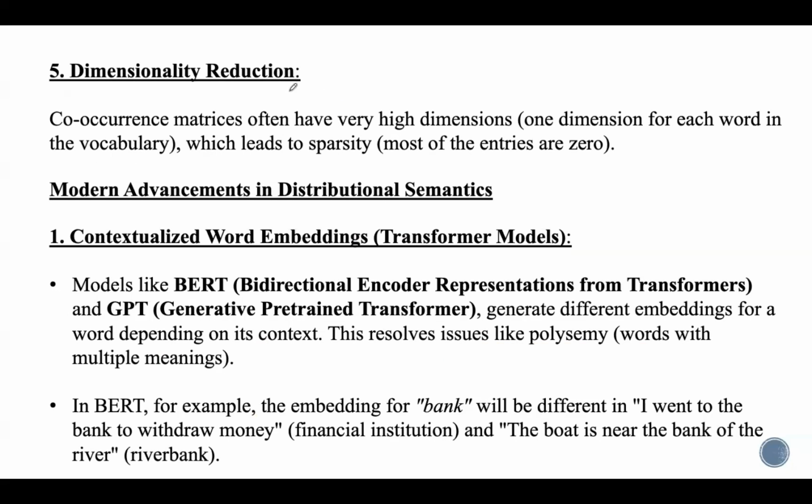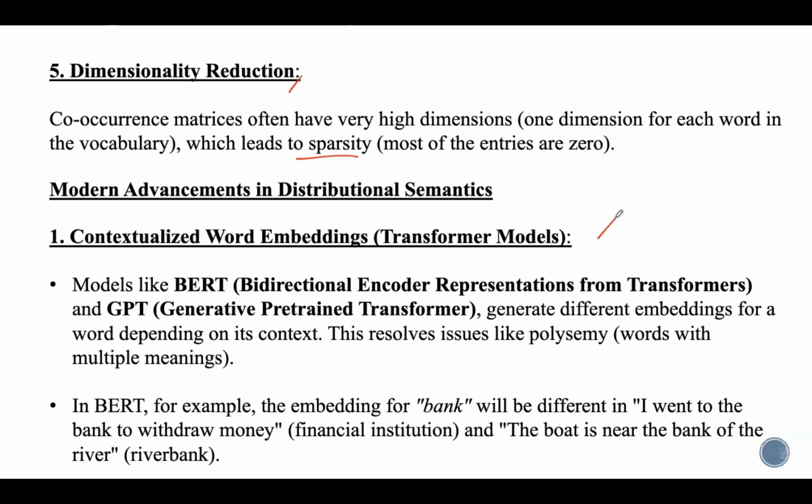And dimensionality reduction. Co-occurrence matrices often have very high dimensions, which leads to sparsity. That means most of the entries in the matrix are zeros. Techniques like singular value decomposition are used to reduce the dimensionality of these matrices, creating more compact and efficient word representations. And modern advancements in distributional semantics include, the first one, contextualized word embeddings, which are transformer models.